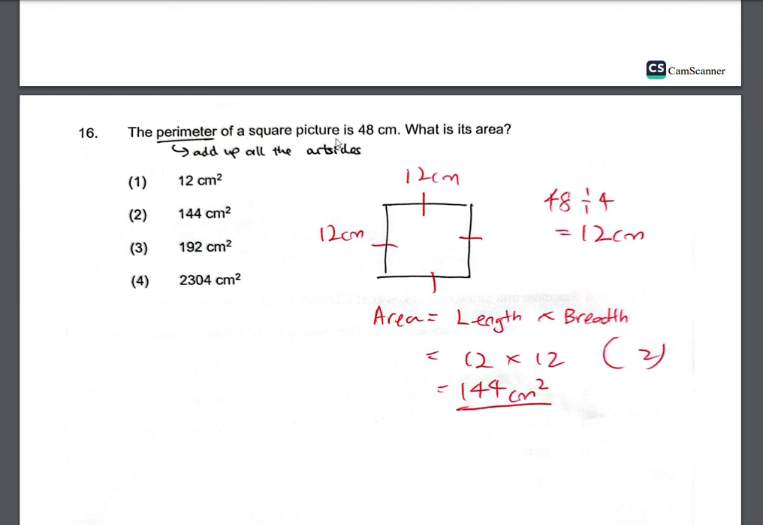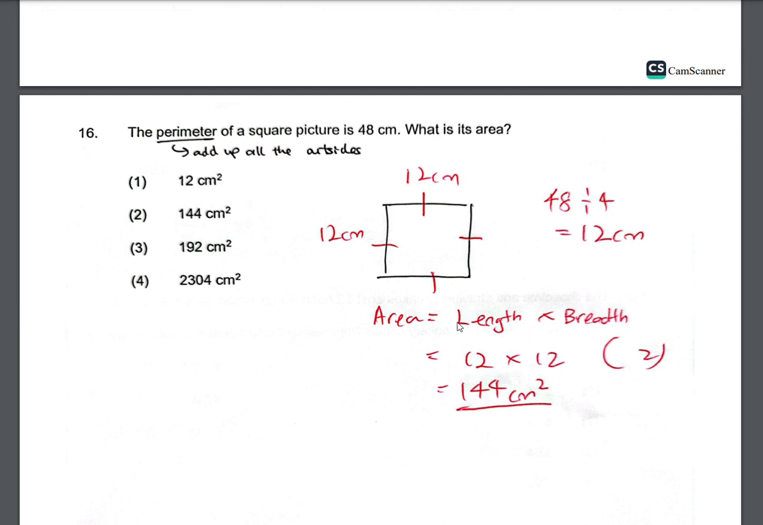The perimeter of a square picture is 48 cm. Perimeter means if you add up all the sides, it is 48. So 12 plus 12 plus 12 plus 12. How do I know it's 12? I use 48 divided by 4, I get 12 cm. Now, what is the area?